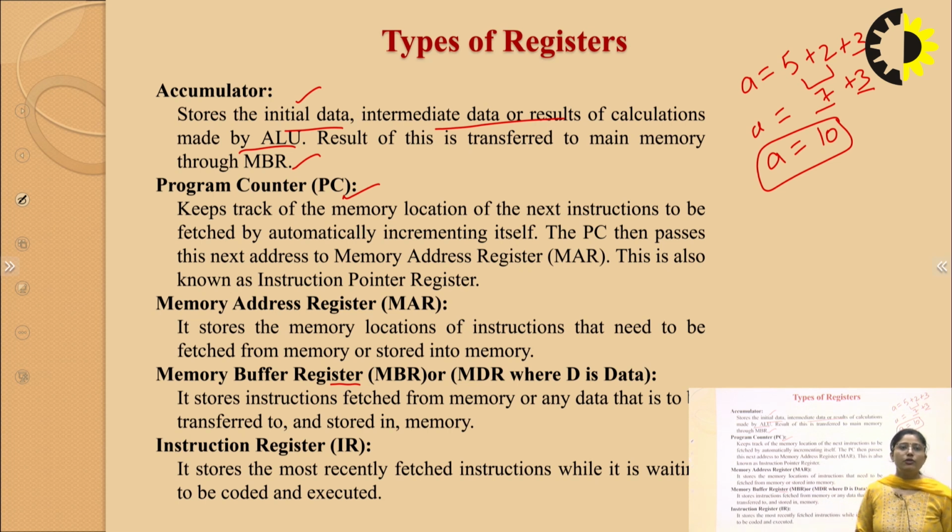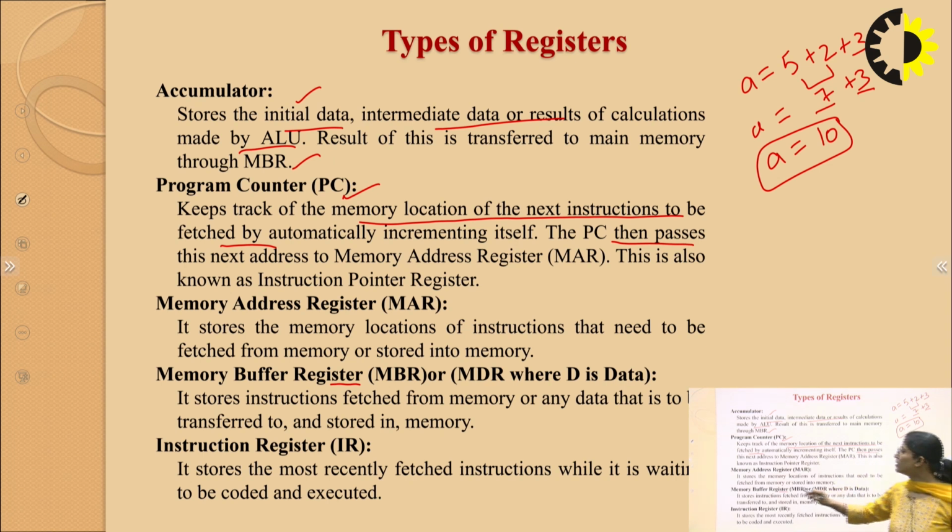What is the purpose of the program counter? The purpose is fast execution of a program or any instruction set, because if we have the address of the next instruction to be executed, it will be directly sent to the CPU, and the CPU will directly fetch the instruction. It will not take time to fetch the next instruction. So that is the purpose of using the program counter. It is a very important register. It keeps track of the memory location of the next instruction to be fetched.